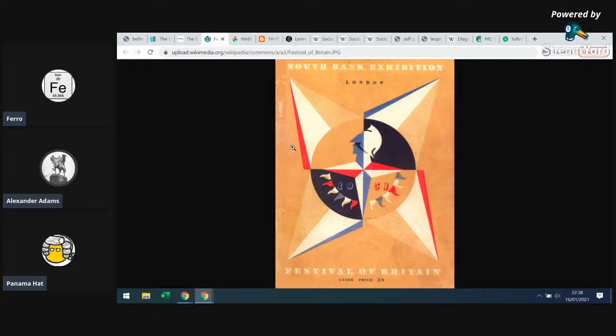Wasn't Mendelssohn's father one of the organisers? Is that right? Yeah, I think Peter Mendelssohn's father was involved. I would not be surprised. I genuinely think the Festival of Britain has this quite progressive and evil undertone to it.